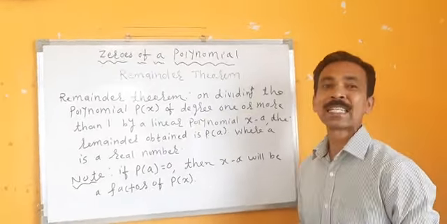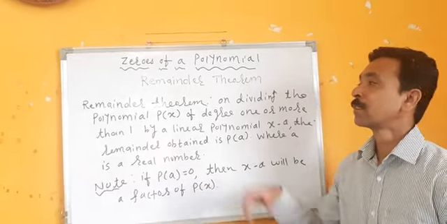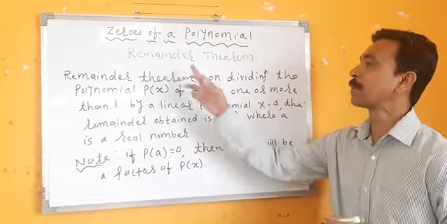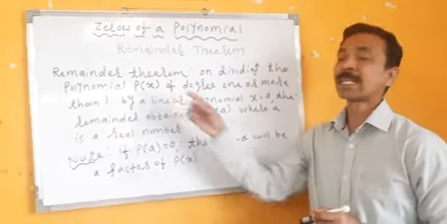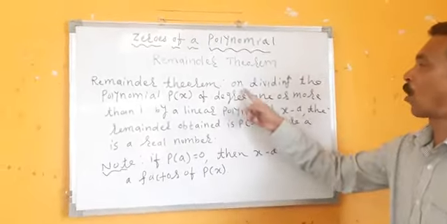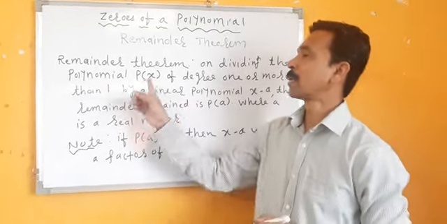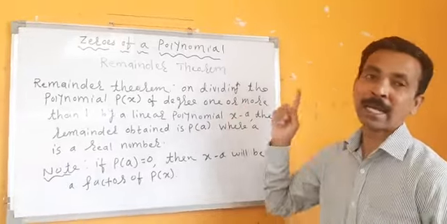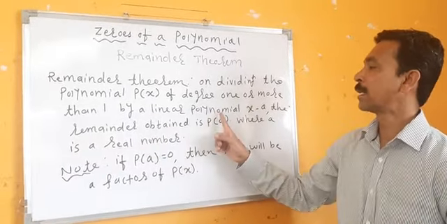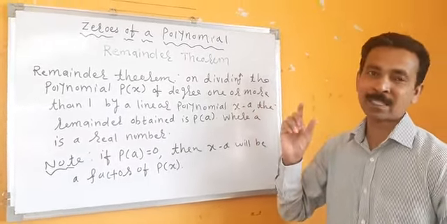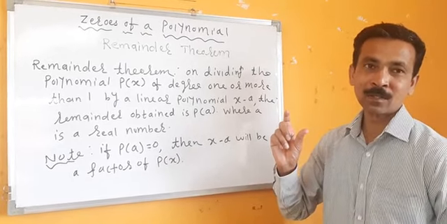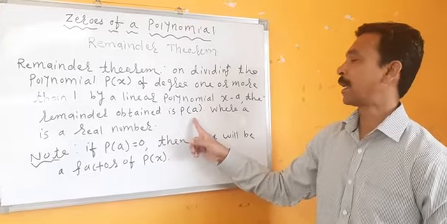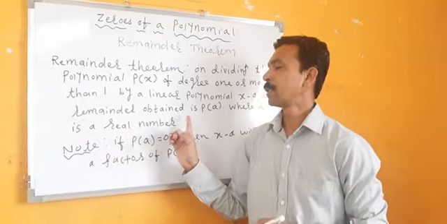Before we move to exercise 2.3, we will see the remainder theorem, because exercise 2.3 comes under the heading remainder theorem. What is the definition of remainder theorem? On dividing the polynomial p of x of degree 1 or more than 1 by a linear polynomial x minus a, we have seen previously what is the meaning of linear polynomial, the remainder obtained is p of a, where a is a real number.